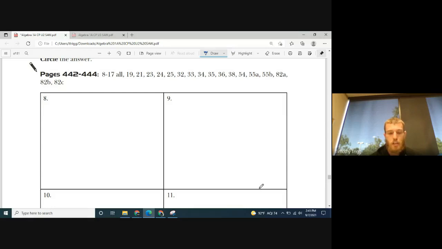Moving on to the next section here. And okay, now we're moving on to the next section here. And we're on page 442 through 444. So we're going to start here on number 8 on that page.